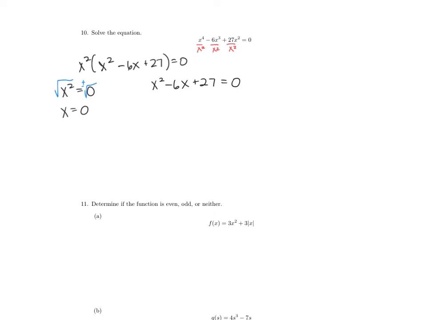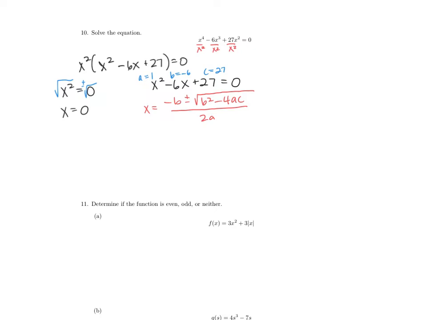So the quadratic formula is x equals the opposite of b plus or minus the square root of b squared minus 4ac all over 2a. So remember that a is in front of the x squared, so in this case that's a 1. B is in front of the x, so that's negative 6. And c is the constant, so that's 27.